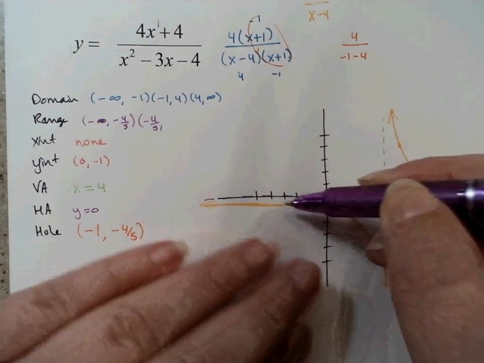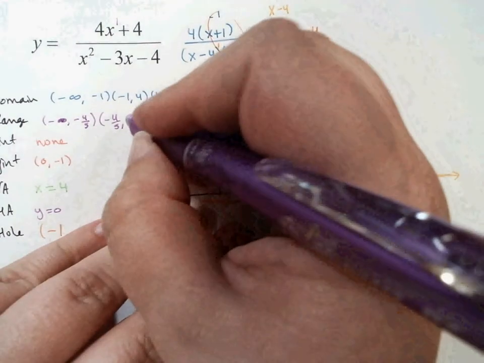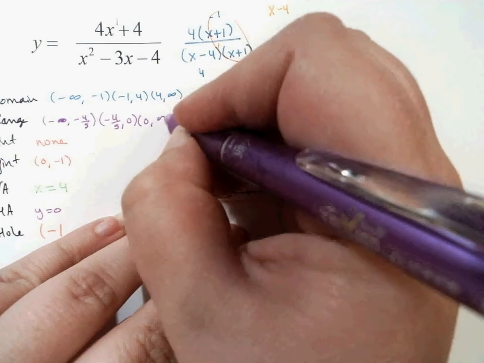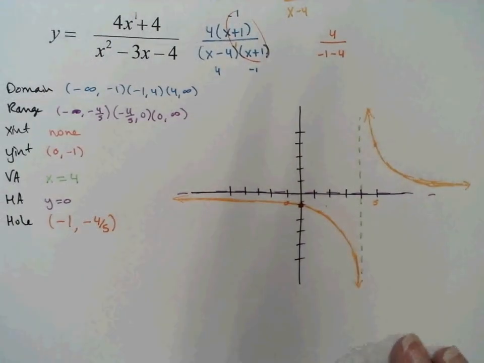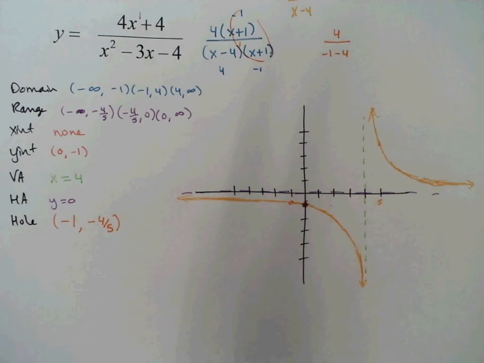I pick back up at negative 4/5 and I go to the horizontal asymptote. I get closer and closer to 0, and I come from really close to 0, but I don't reach it. And so my range would be everything excluding negative 4/5 and 0. And that would be that graph.